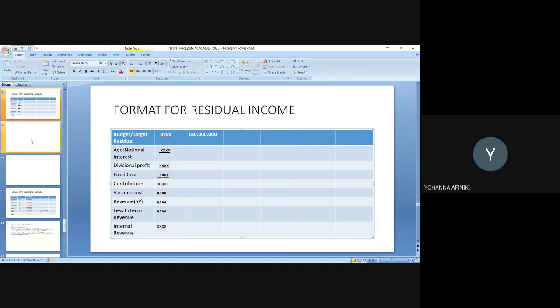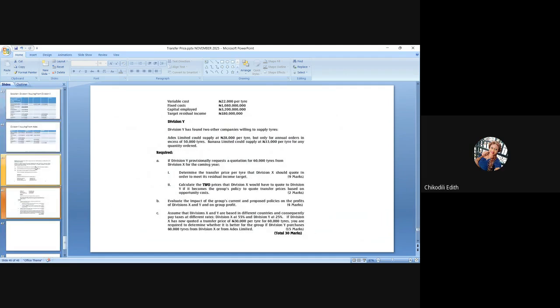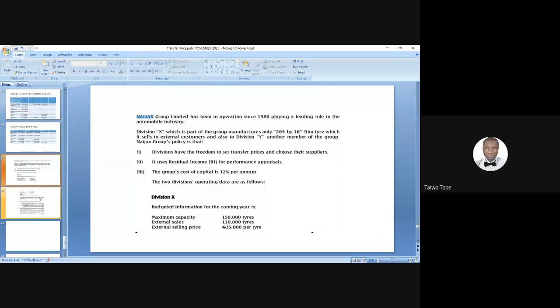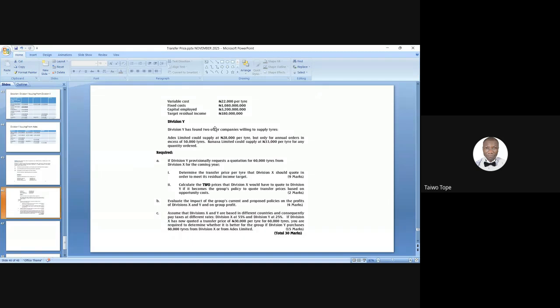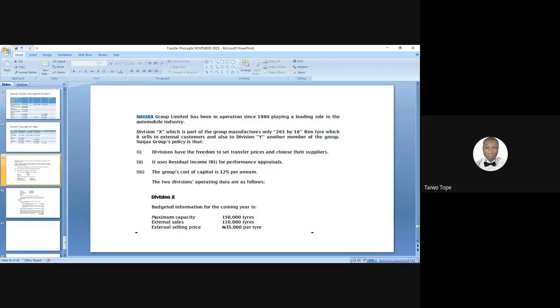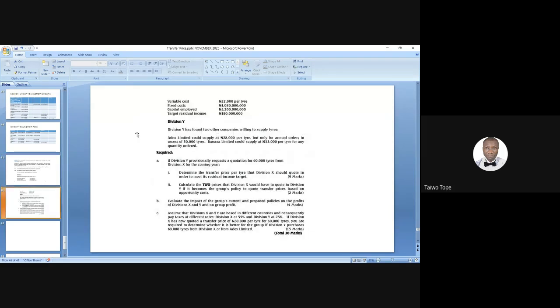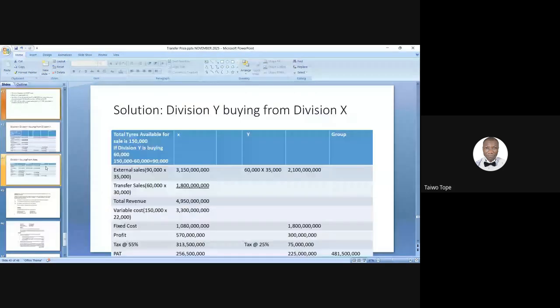12% multiplied by 3,200,000. Yes. The capital employed is 3,200,000, right? The group cost of capital is 12% per annum. So 12% of capital employed will give you your notional interest. We've established this. That is why I treated divisional performance before coming to transfer pricing.